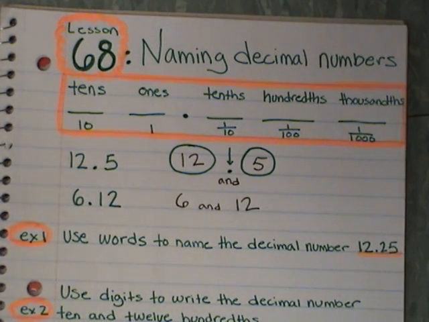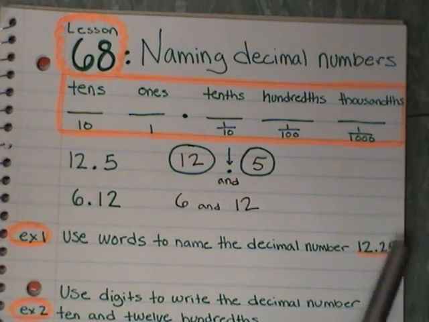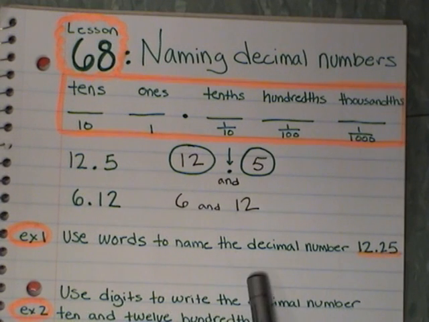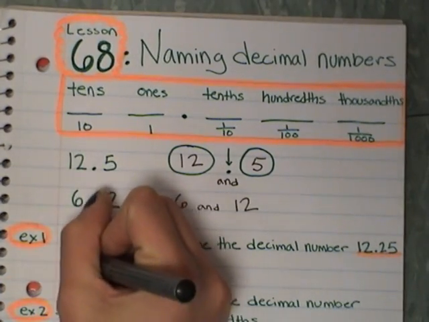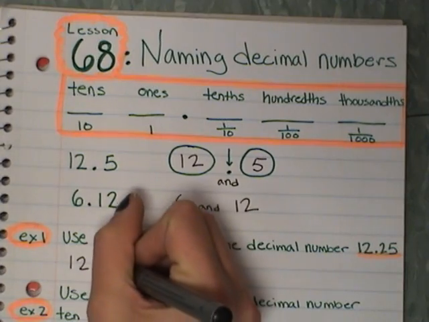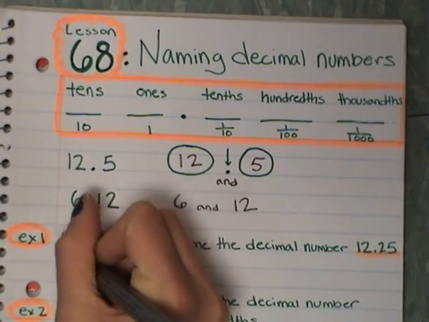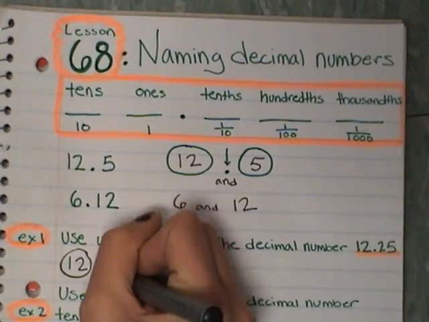Alright, use words to name the decimal number, and I'm going to read it like 12.25. So use words to give this a name, and you're going to write it down under here. So see if you can do that yourself. Break it up into 2 parts. You have your whole number, and then you have your decimal number after. Alright, so I would break it into 2 parts here. So I have my 12, my decimal point, and my 25. So I kind of group them together.